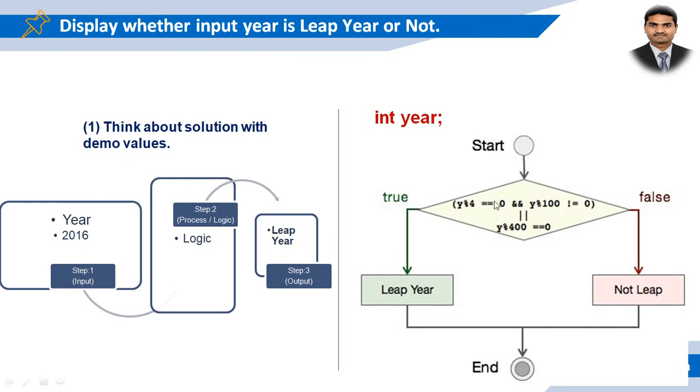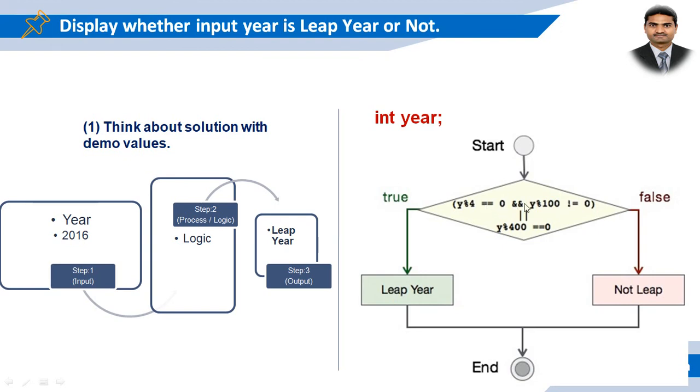One part is: first we have to check that the year is divisible by 4 and that the year should not be divisible by 100. If both conditions are satisfied, then and only then that year is known as a leap year. Sometimes the year does not satisfy this condition, then the other condition is: if that year is divisible by 400, then also that year is known as a leap year. So here there are two conditions for leap year.